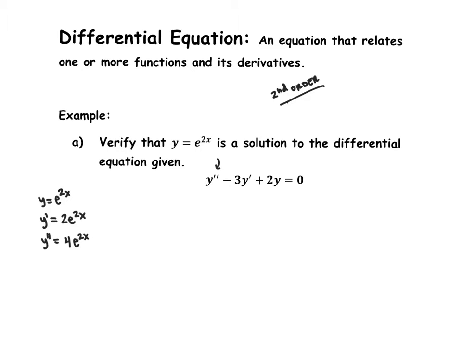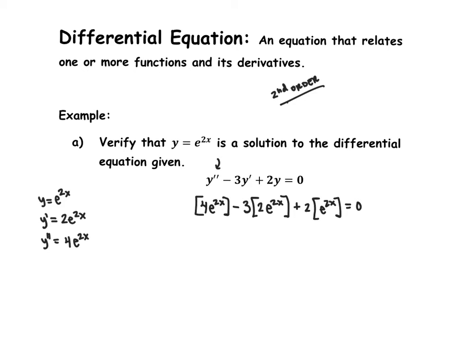So if y equals e to the 2x is a solution to this, then I should be able to substitute in these equivalent expressions for y, y prime, and y double prime, and see that it makes this equation equal to 0. So I would have 4e to the 2x inserted in for y double prime, minus 3y prime. Y prime was 2e to the 2x, plus 2 times y. And of course, y was equal to e to the 2x. If the differential equation is satisfied, then we should get that the left side reduces down to 0.